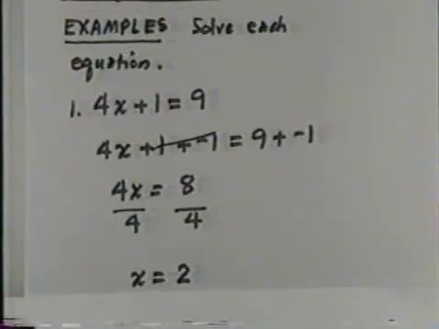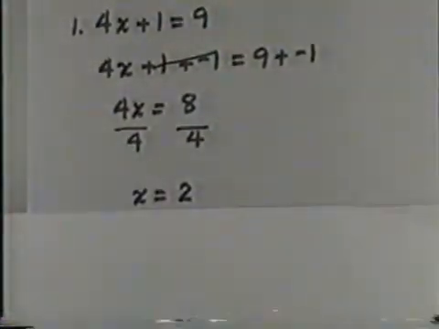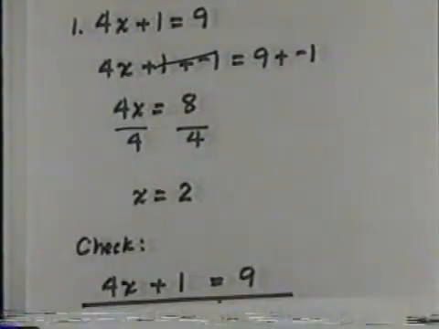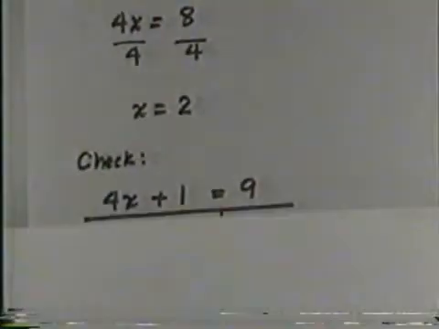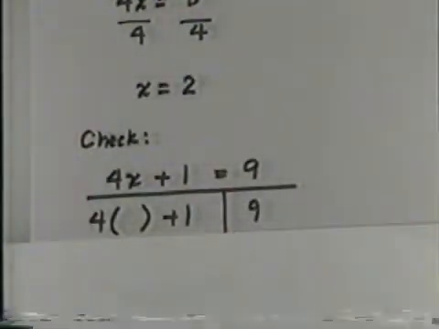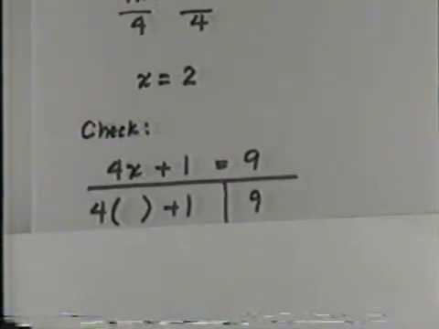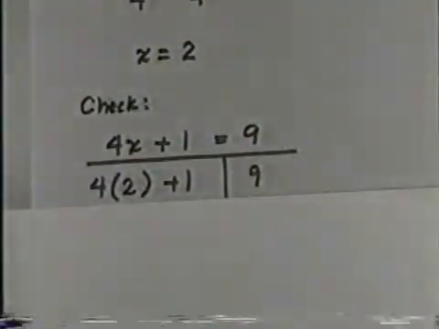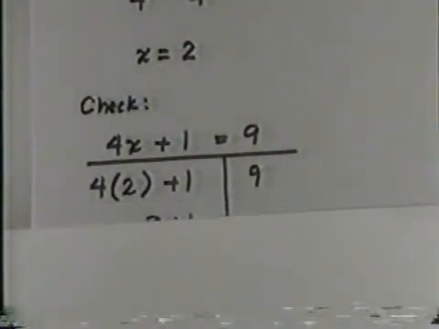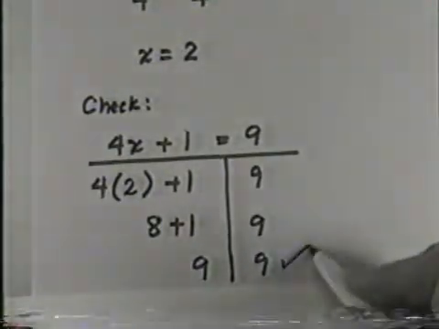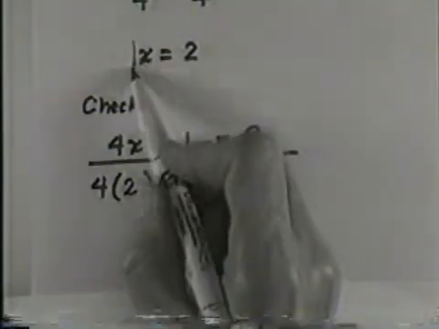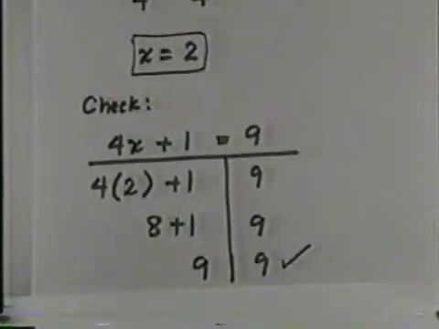For the check, copy the equation, draw the horizontal line below it, and then below the 4x, add 1. We write 4 parenthesis pair, add 1 equals 9. The number we're checking is 2, so we'll fill in 2, and then work out the left-hand side. 4 times 2 is 8, 8 plus 1 is 9, 9 equals 9, checks out just fine, and so our solution, x equals 2, is correct.